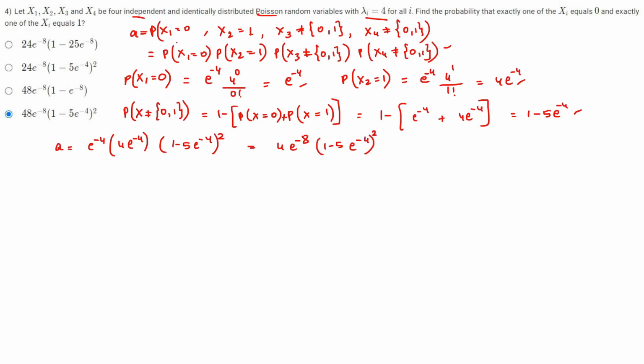Now, how many ways can these be arranged, right? Which is nothing but 4P2. Okay, so 4P2 is nothing but 4 into 3, that is equal to 12. So whatever they have asked us to find out, that one value should be equal to 1 and one other value should be equal to 0, will occur in 12 possible ways. So the probability that they've asked us to find out will be equal to 12 into 4 e to the power of minus 8 into 1 minus 5 e to the power of minus 4, the whole square, which is nothing but the last option.